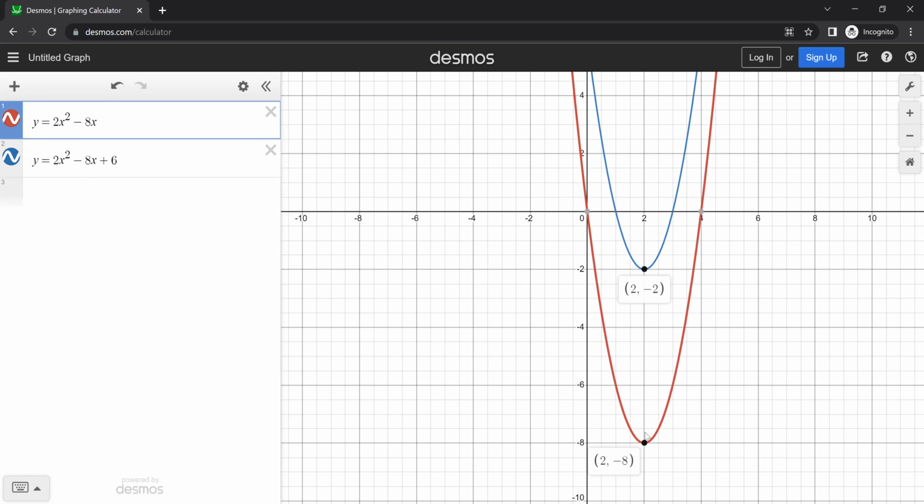Yeah, it either went down from the blue to the red, but it went up 6 or down 6, right? Yeah. It also interestingly impacted the x-intercepts, okay? But let's look at this question by question here, and I guess we'll keep this up for now.